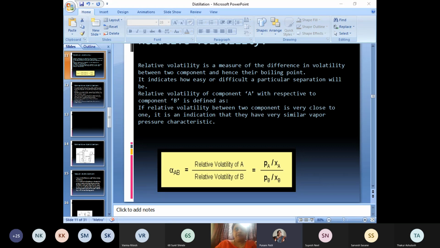Suppose there is a mixture of A and B components. What is the volatility of component A and what is the volatility of component B? That ratio is calculated, and if that ratio is 1, it means both components have the same volatility, the same boiling point. Then relative volatility is 1. In that case, you cannot separate the components through simple distillation.